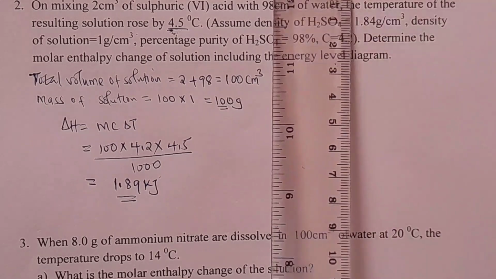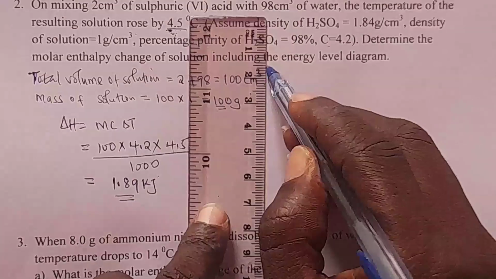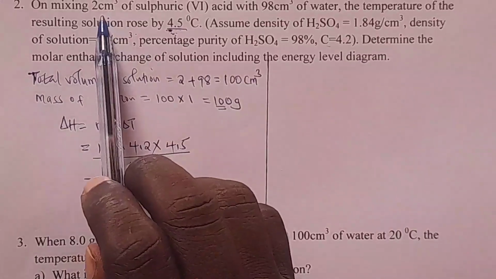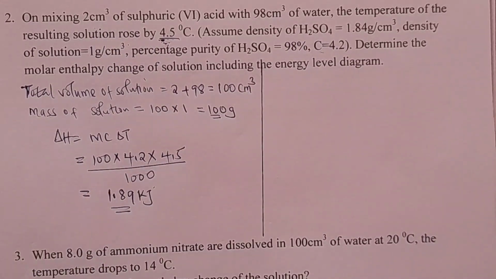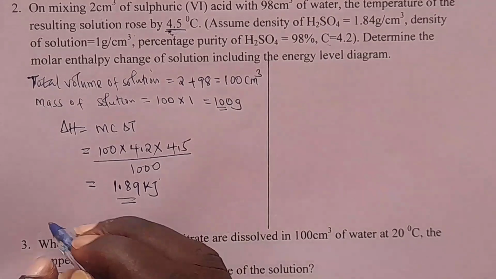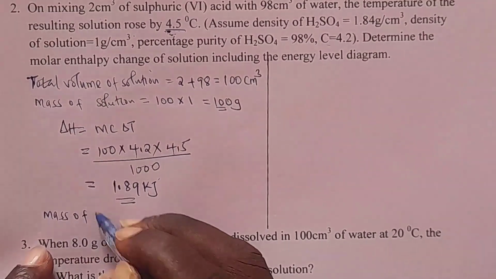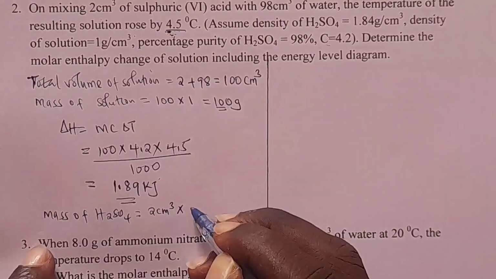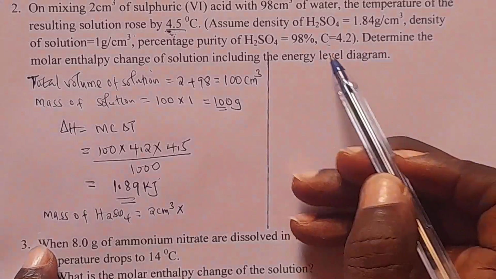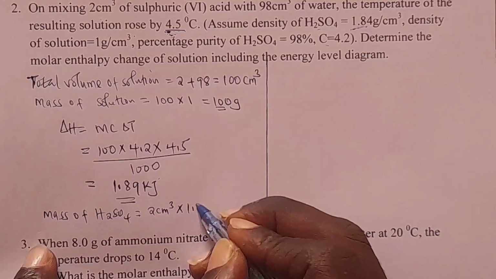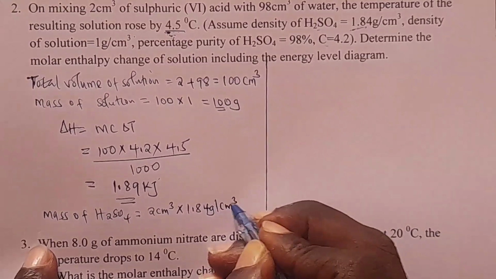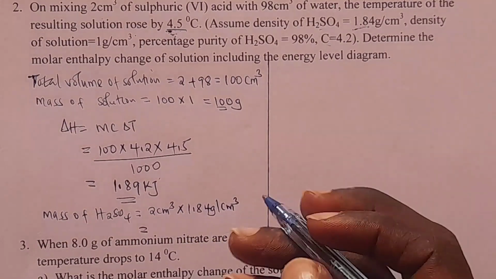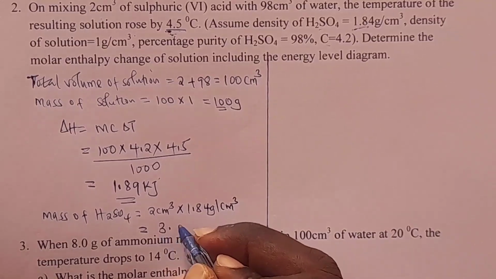But remember, they have given us the volume of sulfuric acid. We are not given the mass of sulfuric acid. Remember, we have only 2 cm³ of sulfuric acid, as you can see there. So first of all, get the mass of sulfuric acid. How are we going to get it? By having the volume, which is 2 cm³, then we multiply by the density of this sulfuric acid, which we have in bracket as 1.84 g per cm³. That means cm³ will cancel with cm³. Here, if you put it in the calculator, we are going to get 3.68 grams.